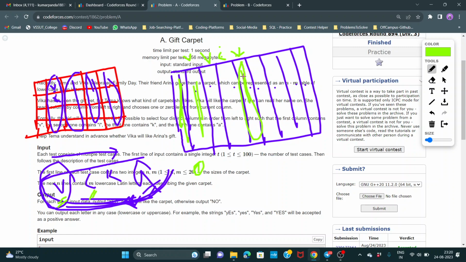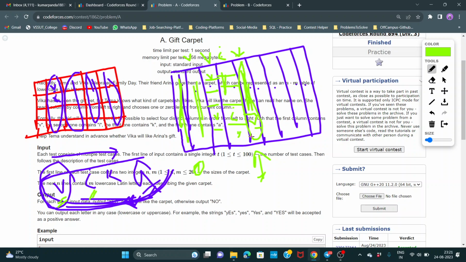Because if you take this column, then you will miss any one of the cells. Any one of the cells I is there, and here any one of the cells V is there, and here also a similar case, any one of the cells V is there. So if you select this column as your first column, then you will miss this I, right?